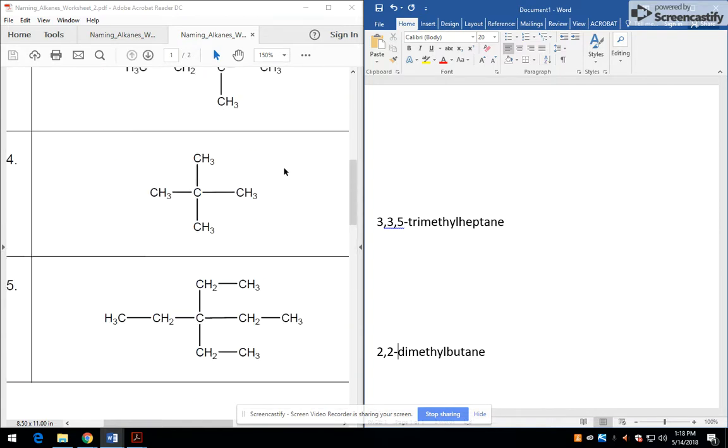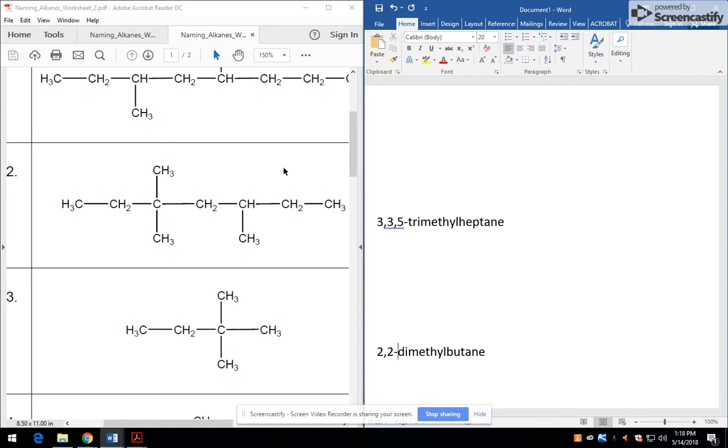Anyway, that's the story on naming alkanes worksheet number 2. So back into your groups of 4 and talk about what you've seen, and then go through the required exercises.